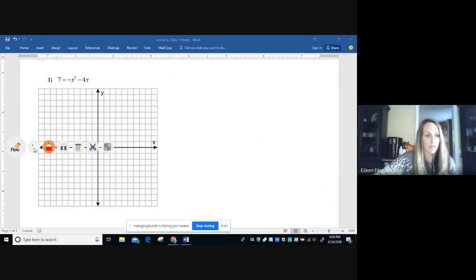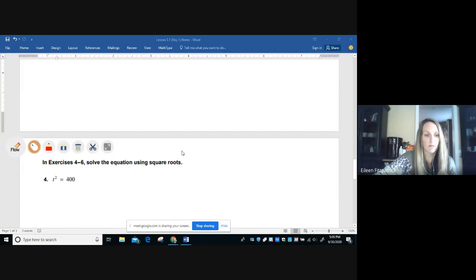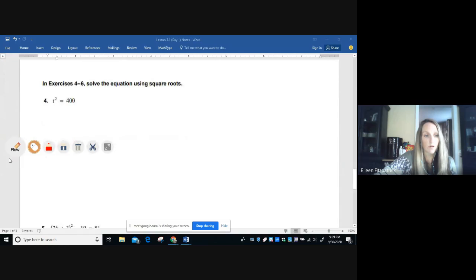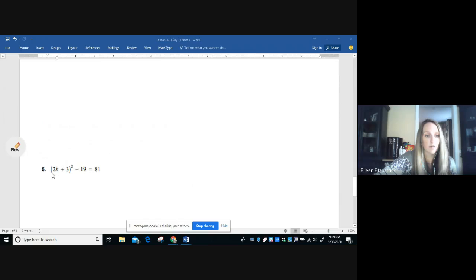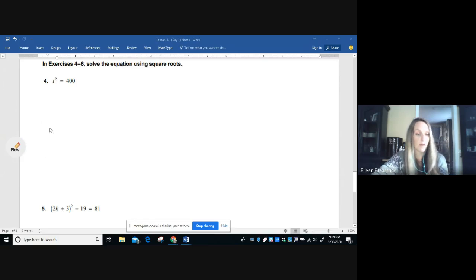Okay, let's clear that. Let's move down. So the next four, solving by square roots. Let's look at all four, or three of them for a second. t squared equals 400. Here we have 2k plus 3 squared minus 19 equals 81. And here I have 17p squared equals 57p squared minus 20. Okay, and there's something similar about all of them. It might not be as obvious right at the get-go, but let's solve number 4 first.